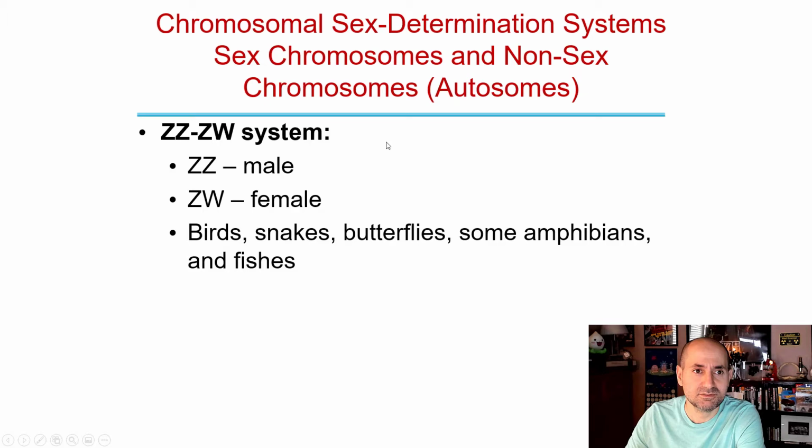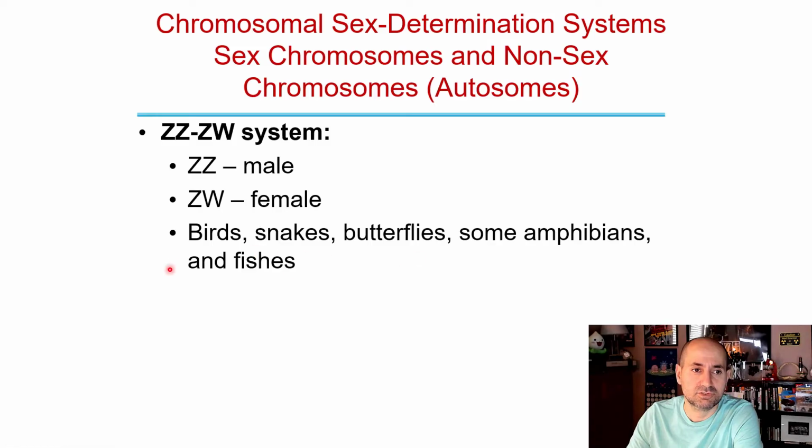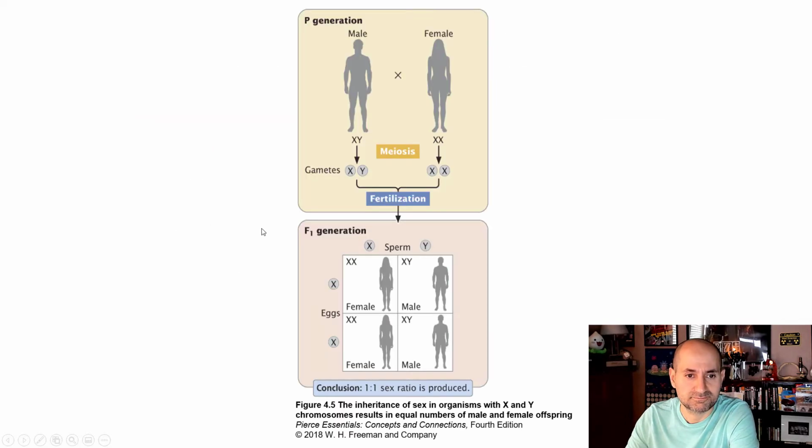Okay, now there's even more interesting systems out there. For example, in birds, snakes, butterflies, and some amphibians and fishes, it's the male that has two of the same chromosome, and it's the female that has two different chromosomes. So again, in humans, the two different chromosomes, XY, give you males. But in these different creatures, the two different chromosomes give you femaleness. This is an interesting fun fact to know.